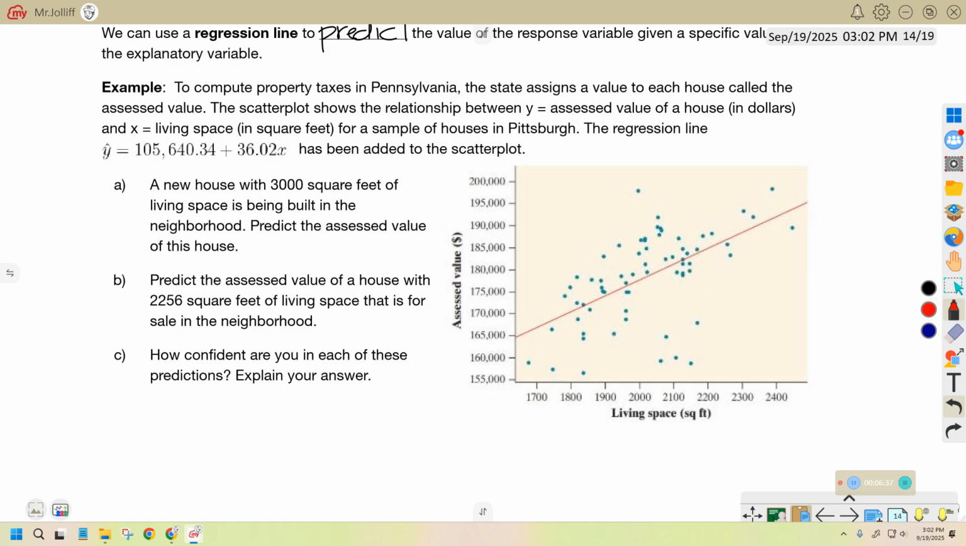So I see two quantities mentioned. I see 3,000 square feet, and I see predict the assessed value. I need to know which of those is an X value, an input value, and which of those is a Y value, or an output value. So let's start picking on some people.